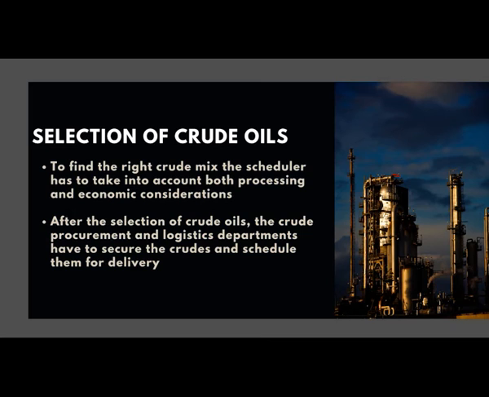So what they can do is the heavy crude oil can be slightly blended or spiked with the regular crude oil, and this way this heavy crude oil can be consumed. Which is going to be a time consuming process. To find the right crude mix, the scheduler has to take into account both processing and economic considerations. So the operational issues as well as market issues need to be considered before planning and scheduling of the crude oil.